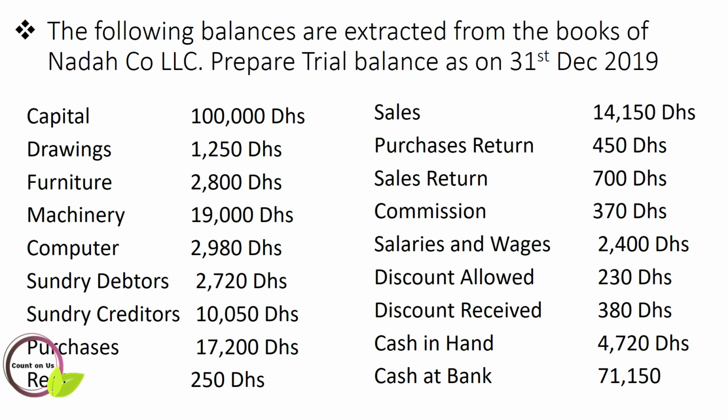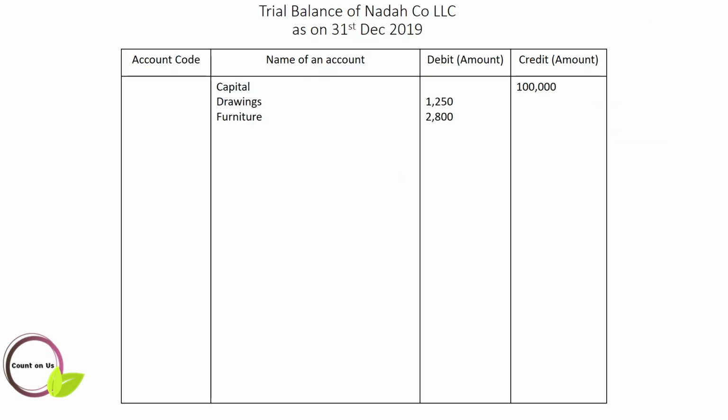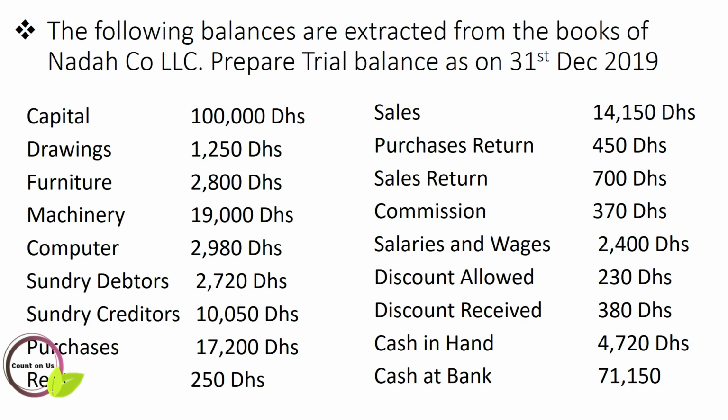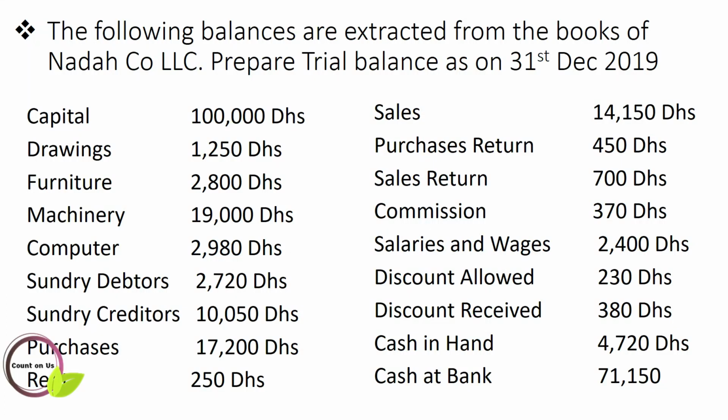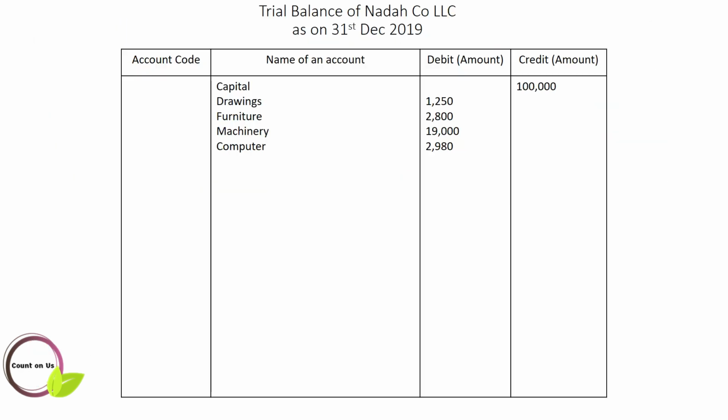Next, furniture account, 2,800 dirhams. Furniture is an asset. As per the rule, furniture should be debited. It will look like this. Machinery, 19,000. It is also an asset, so you can use the asset account rule. Machinery should be debited. So write machinery in the name of account column and the amount in the debit column. Next, computer account, 2,980 dirhams. It is also an asset and you can debit it. Write computer in the trial balance and the amount in the debit column.